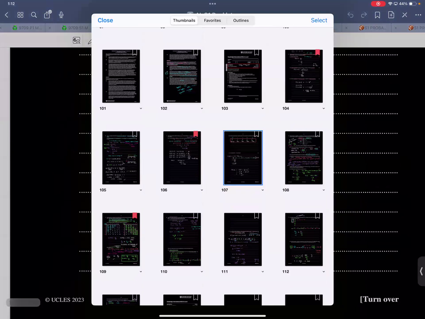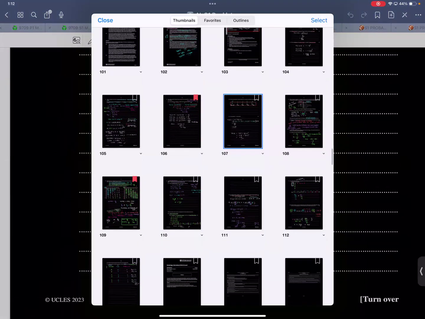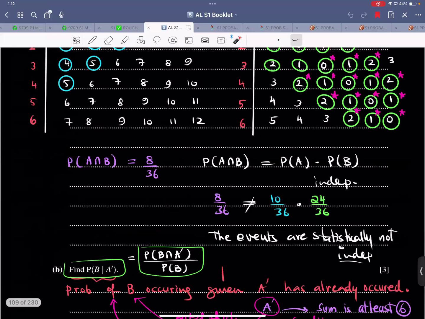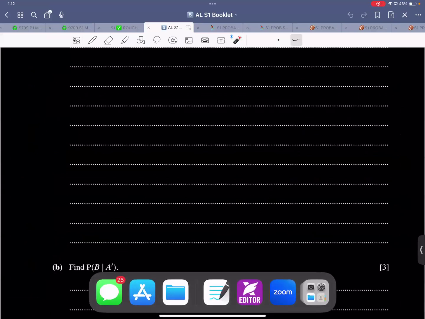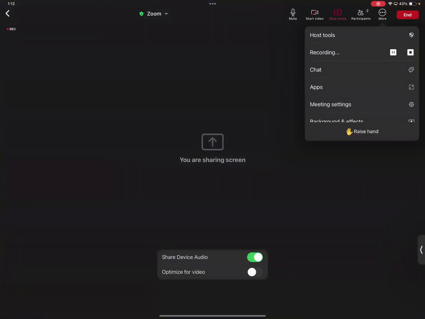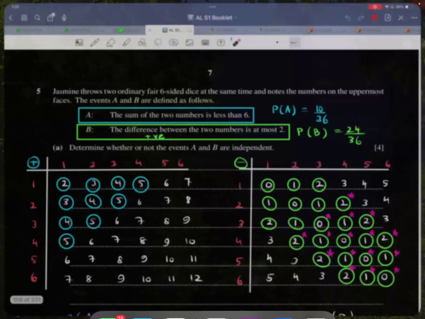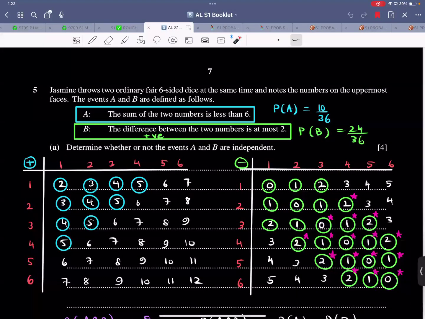Let's move on. Now, this is again a good question. Let me add a page, share it with you, and then you can try it out. So now let's look at the solution. The question says, Jasmine throws 2 ordinary fair 6-sided dice at the same time and notes the numbers on the uppermost faces. The events A and B are defined as follows.